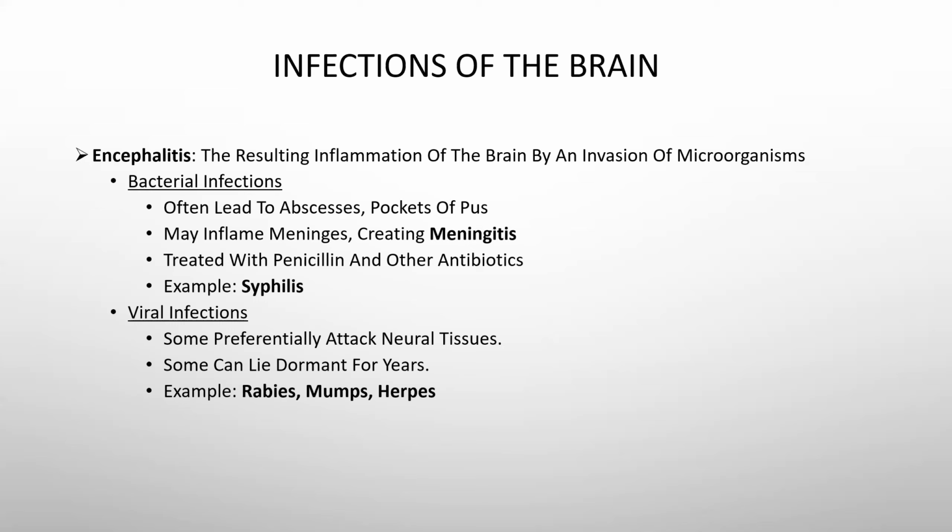Okay. You can also have viral infections. Some of these preferentially attack neural tissues, okay, like rabies. Some can lie dormant for years. And examples that I give you here were rabies, mumps, and herpes.